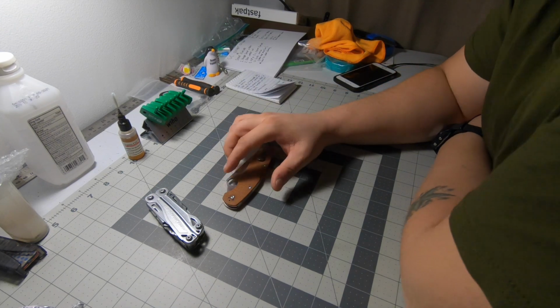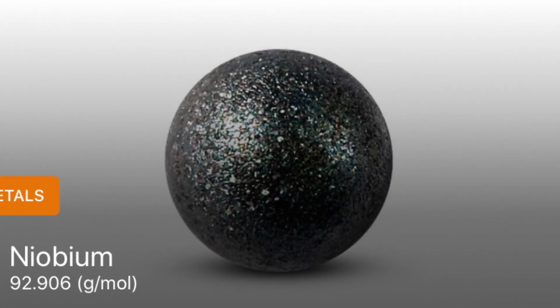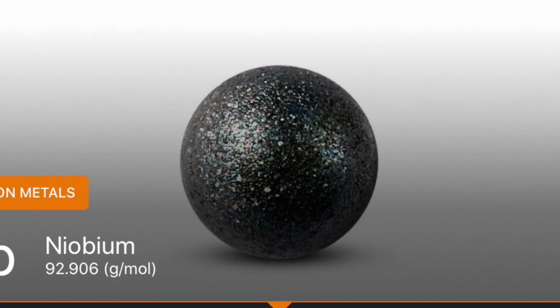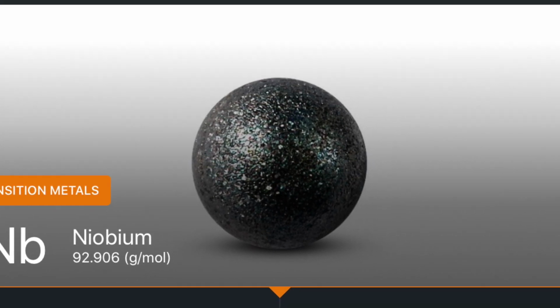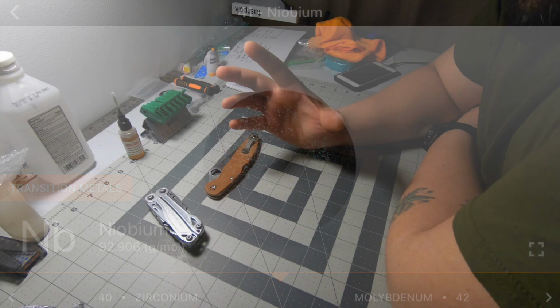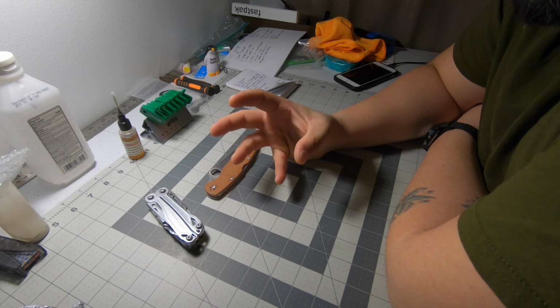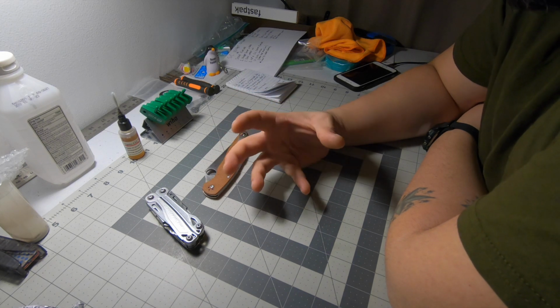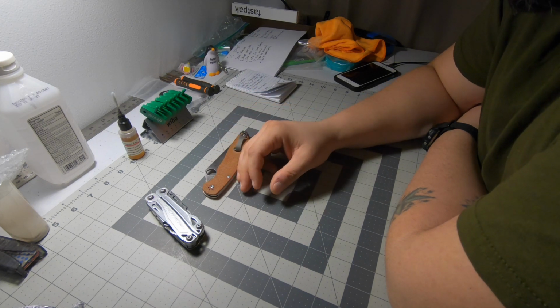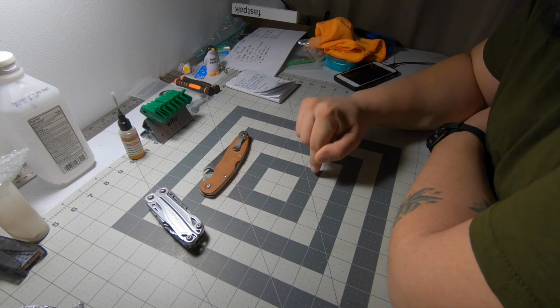Next we have columbium, or more commonly known as niobium. It's used as a stabilizer to localize precipitation of carbides at grain boundaries. What does that mean? All right, in layman's terms, it slows down the growth of the grains in the steel by pinning those grain boundaries.